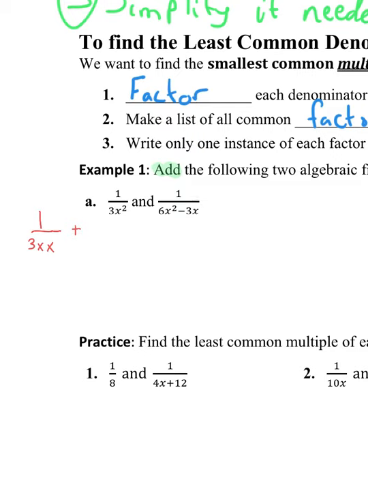The second denominator I'm going to write as, I got to factor it. So it looks like I have a common factor of x in both terms and a common factor of 3 in both terms. So I'm going to pull out a 3x. And then I'm going to be left with a 2x minus 1. All right, so I have to be able to factor both of these. Now I want to write down my least common denominator.